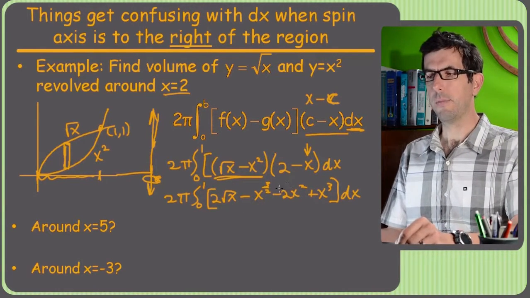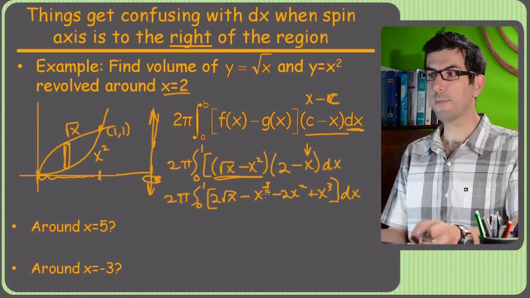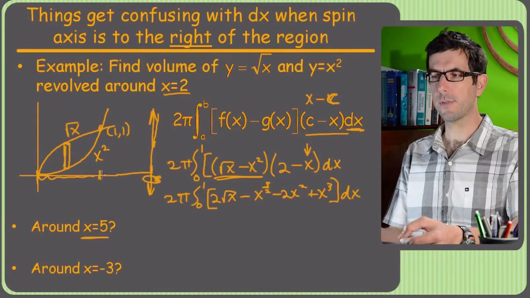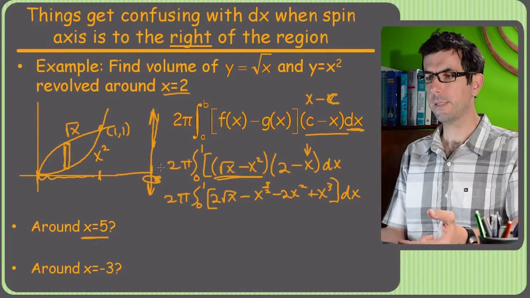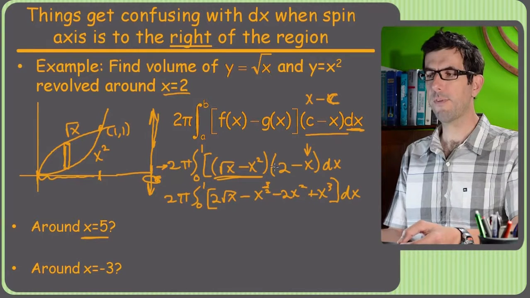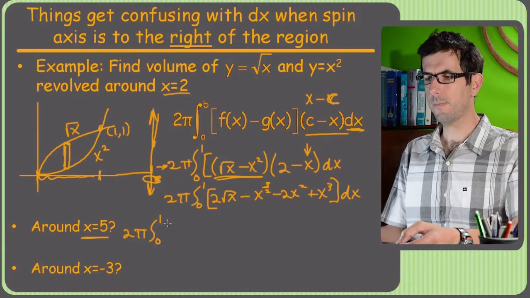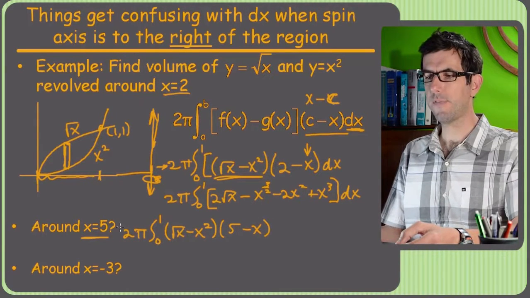And of course you could integrate, plug and chug through this. Since the limits are 0 and 1, it's kind of nice. There'll be some fractions to worry about, but nothing too crazy. All right, so what happens if we'd been revolving around x equals 5 instead of x equals 2? No big deal. We got the exact same formula as this step right here. The only difference is we're going to do 5 minus x. So it'll be 2 pi, integral from 0 to 1, square root of x minus x squared, and then 5 minus x, because our c is 5 if our spin axis is x equals 5.